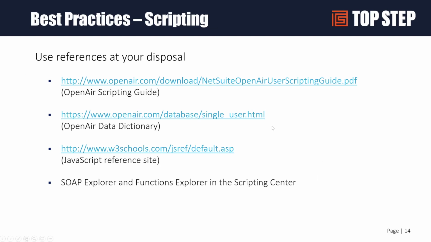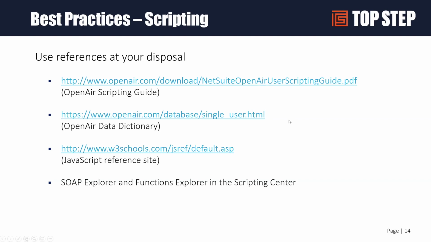A few items on best practices. There are 3 websites that I would direct you to. The first one is the OpenAir Scripting Guide. OpenAir has done a fantastic job with this. I find this to be really high quality documentation on how to use OpenAir scripts down to a very detailed level. They have examples. They have some code that you can actually use in implementing your OpenAir system. This is a very good tool.